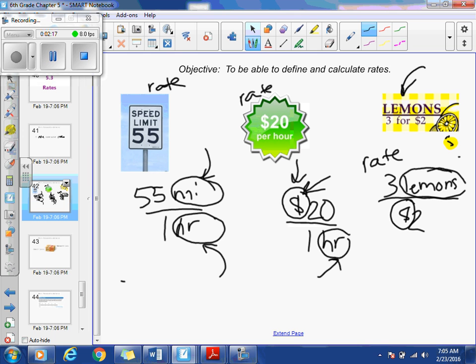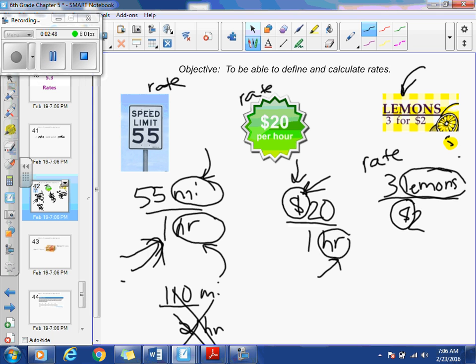We are also going to talk about a specific type of rate called a unit rate. A unit of something is one of something. So a unit rate is a rate that has a denominator of 1. So 55 miles per hour, that's a rate, but it's also a unit rate because it tells us how far we go in 1 hour. If it was 110 miles per 2 hours, it'd still be a rate, but it would not be a unit rate because our denominator is not 1. Most things we deal with in life, most rates, are unit rates. They tell us how much money we make in 1 hour, how fast our car can go in 1 hour, how much 1 pound of food costs.